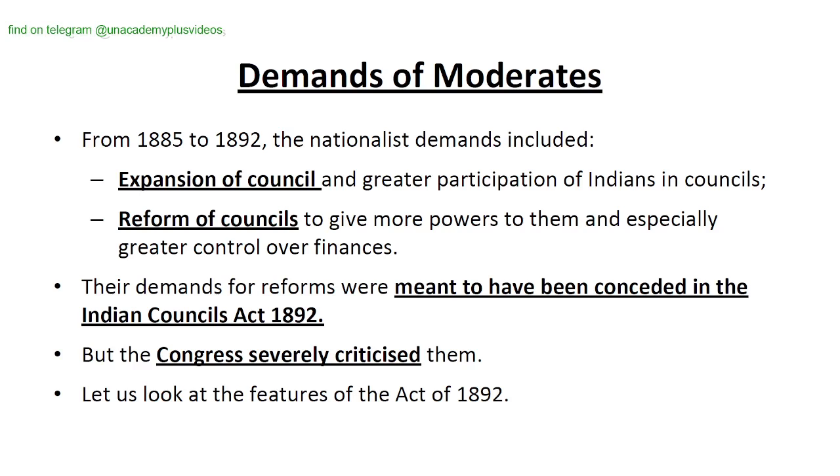Demands of the moderates. From 1885 to 1892, the nationalist demands included expansion of councils and greater participation of Indians in councils, reform of councils to give more power to them and especially greater control over finances. Their demands for reforms were meant to have been considered in the Indian Councils Act 1892, but the Congress severely criticized it. Let us look at the features of the Indian Councils Act 1892.